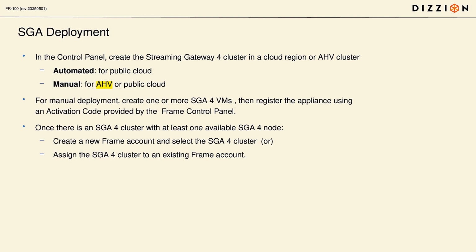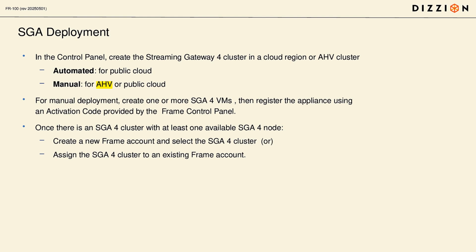SGA deployment is managed through the control panel. If you are using a public cloud provider for your infrastructure, both automated and manual mechanisms are available. Automated deployments use a pre-built image provided by Dishin, and registration is automatic. For manual deployment, you must register the appliance using an activation code. This one-time use registration code is provided by the frame control panel and must be entered using the VM console. Manual mode is optional for public cloud and may be required in some use cases. AHV infrastructure only supports manual registration.